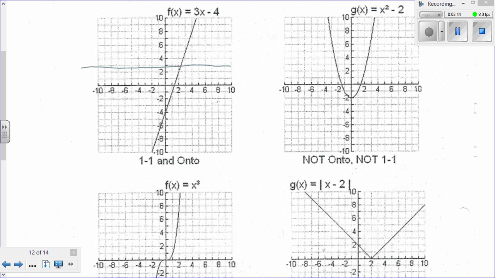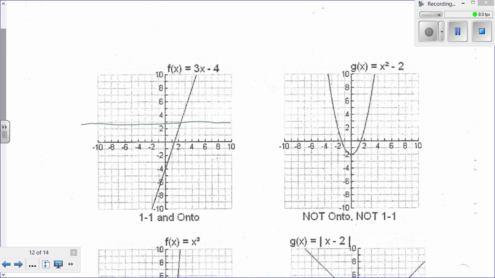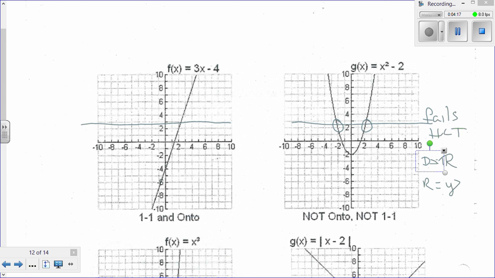On the right-hand side, the parabola fails the horizontal line test. HLT, horizontal line test. Okay. It is not one-to-one, and it is not onto because my domain is all real numbers, but my range has to be y is greater than or equal to -2. So I'm not using all the values. Okay?